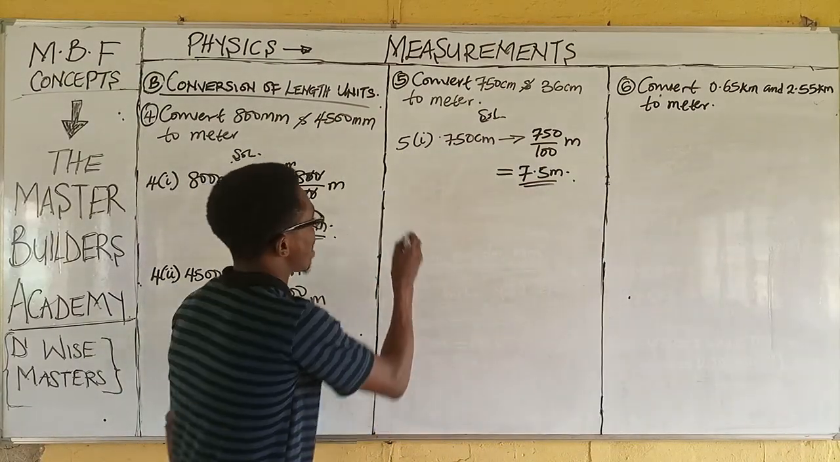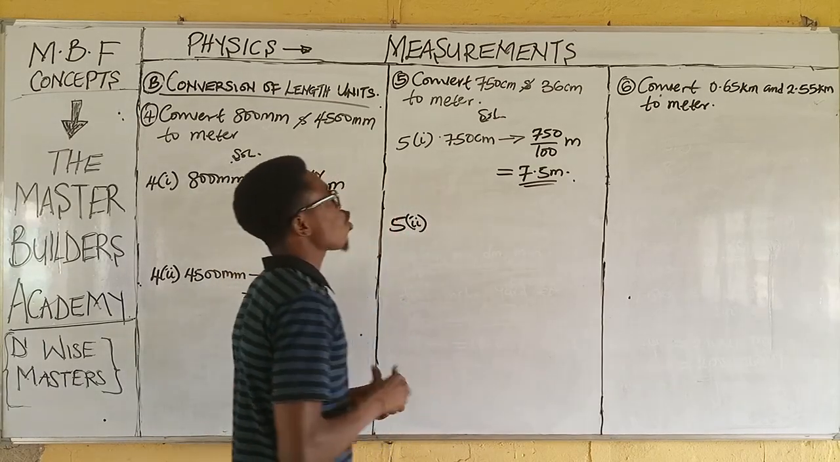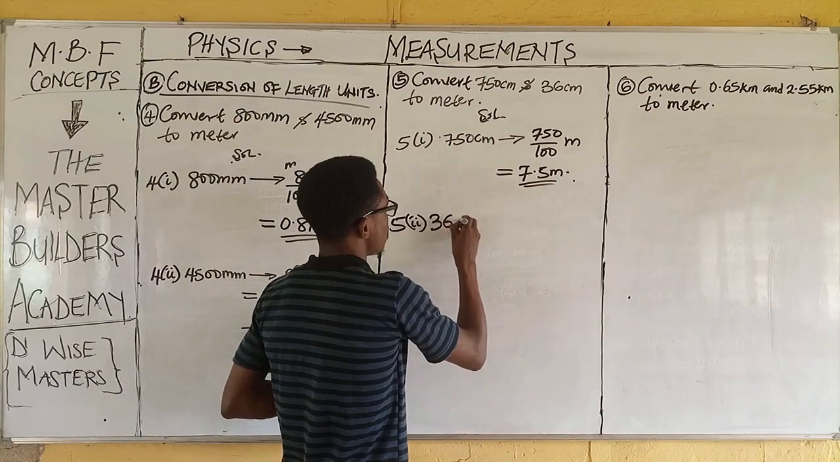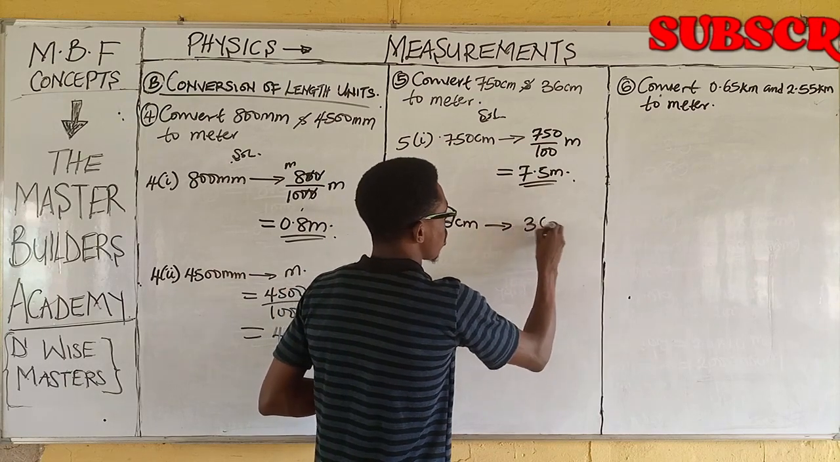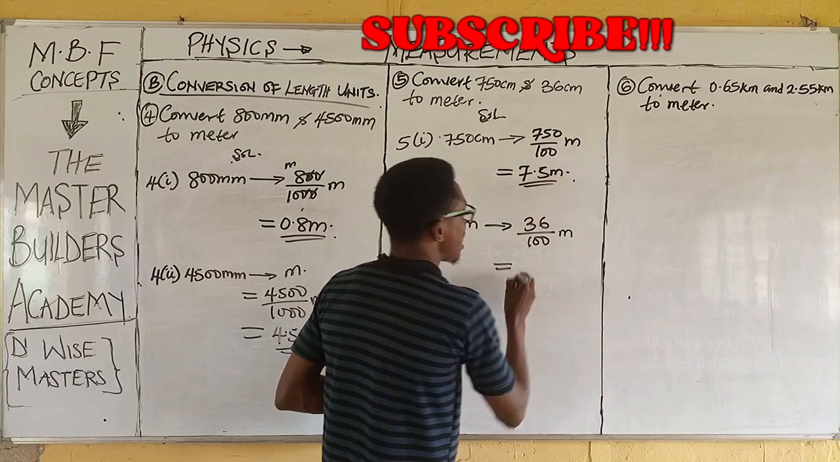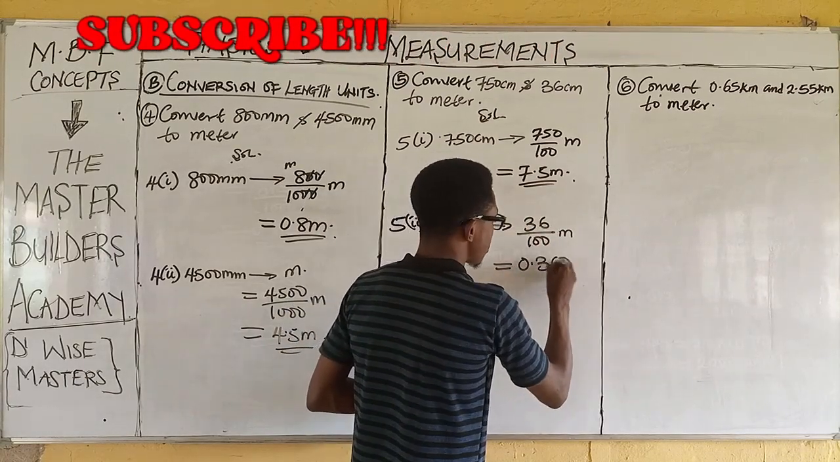Now let's quickly look at 5 II. Also, we are asked to convert 36 cm to meter, and that would also give us 36 over 100. Now in meter, the answer would become 0.36 meters.